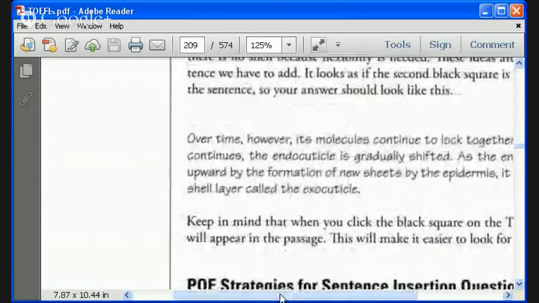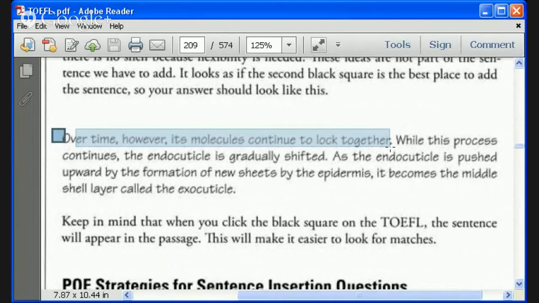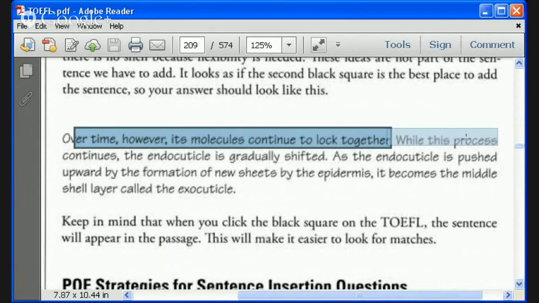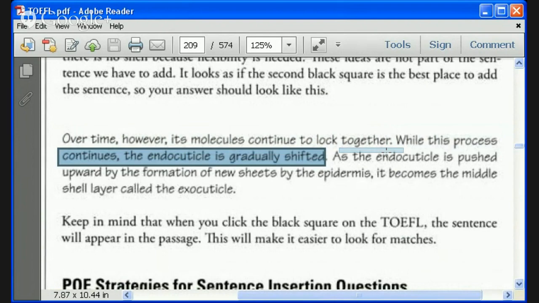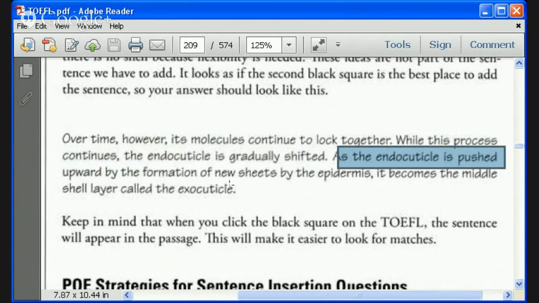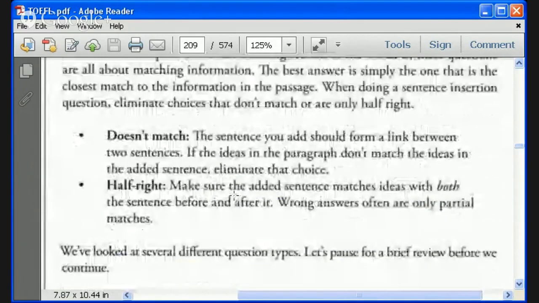All right. So the first square, if you remember, was here in front of this. Over time, its molecules continue to lock together. And now our inserted sentence is here as it's pushed upward. There we go. You got it right. Very good. So half right.